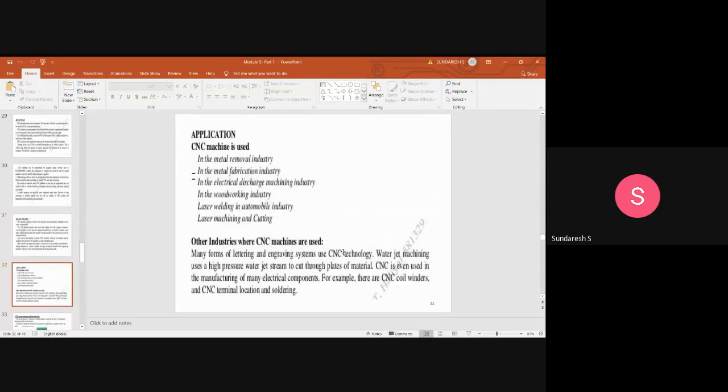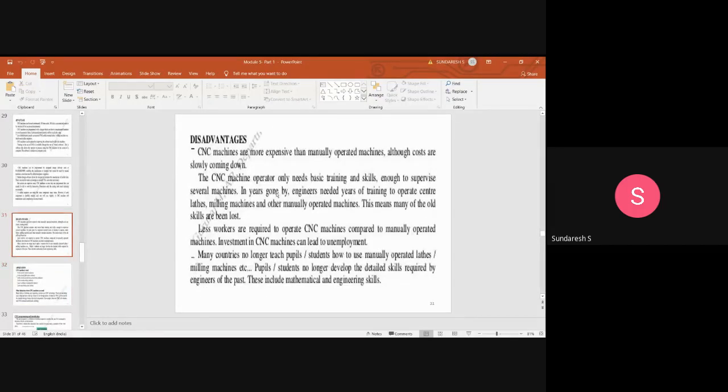Next, coming to the disadvantages. CNC machines are more expensive than manually operated machines, although costs are slowly coming down now. CNC machine operators only need basic training and skills enough to supervise several machines. Years ago, engineers needed years of training to operate center lathes, milling machines, and other manually operated machines. This means many of the old skills are being lost.